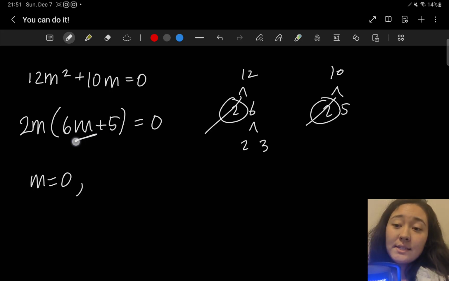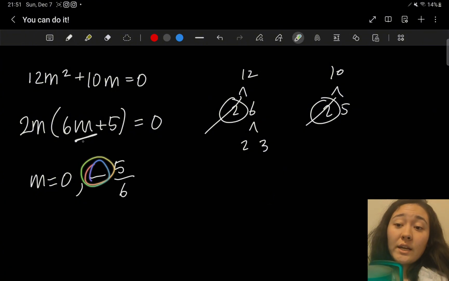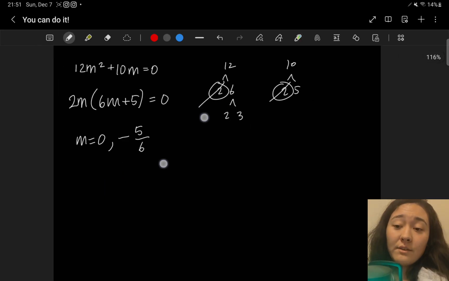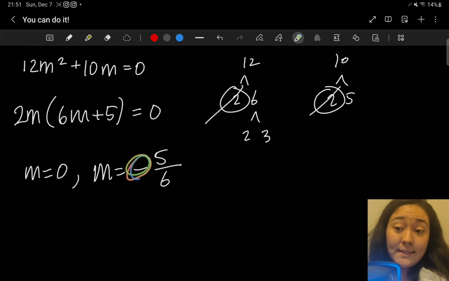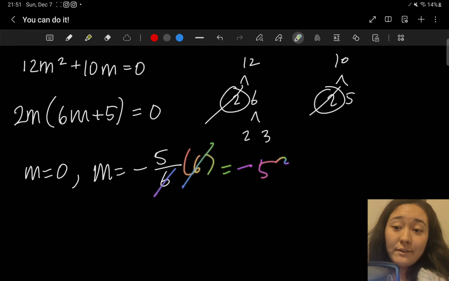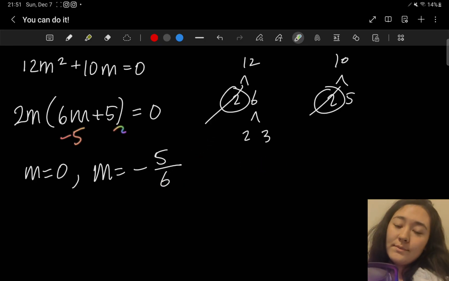To make 6m plus 5 equal to 0, we're going to have to multiply it by negative 5 over 6. So you can see, like, if you replaced m with negative 5 over 6, then you would have to multiply by 6, and the 6's would cancel out. That would get negative 5, and then negative 5 plus 5 is 0.